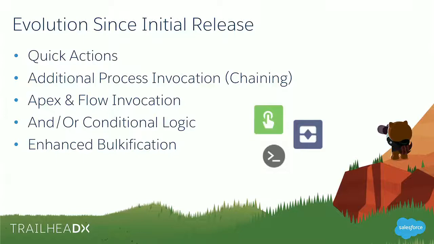As the evolution progressed, right, we've seen additional things, and this is not necessarily an exhaustive list, but the ability to initiate quick actions, the ability to do chaining of processes, process invocation, invoking Apex, invoking flow from Process Builder processes, additional and/or conditional logic. That was a big one for me, being able to play with criteria at each step to be able to kind of make it more of a swim lane experience as opposed to a one path and done execution. And then obviously a lot of work under the covers behind the scenes when it comes to enhanced bulkification to support more of those complex, trigger type scenarios.